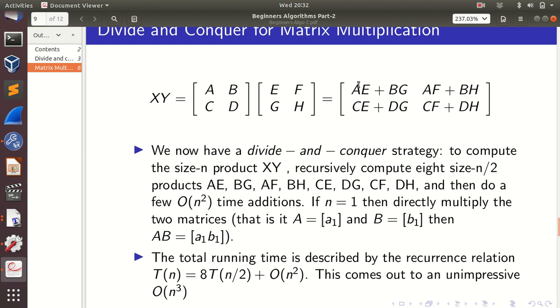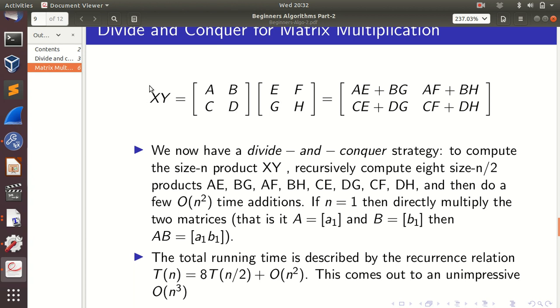And we again take the smaller matrices and again divide them into further smaller matrices in this particular way, and we continue it until we reach n is equal to 1, where we directly multiply 2 matrices. Like if we have A is equal to A1 and B is equal to B1, then AB is equal to A1 B1.